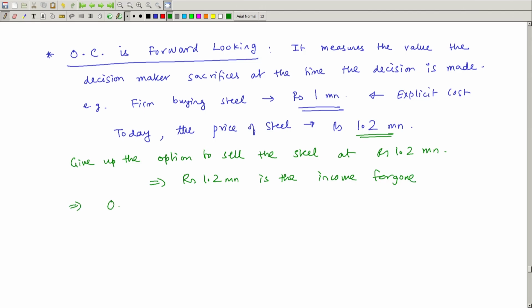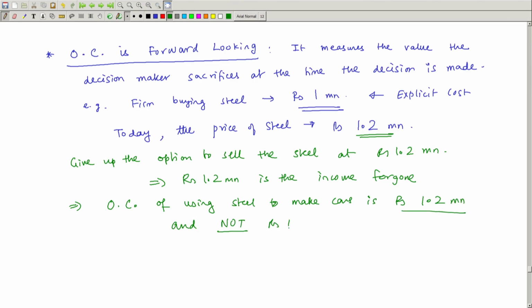which means that my opportunity cost of using steel to make cars is rupees 1.2 million and not rupees 1 million. 1 million is an explicit price, right? So yesterday the price was 1 million. Today the price is 1.2 million, right? I could have essentially sold the steel today and earned 1.2 million. So the value of the next best alternative foregone is 1.2 million. So that's the opportunity cost of your choice, which is using the steel to make cars, right?